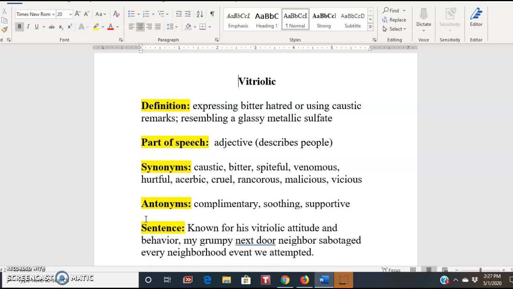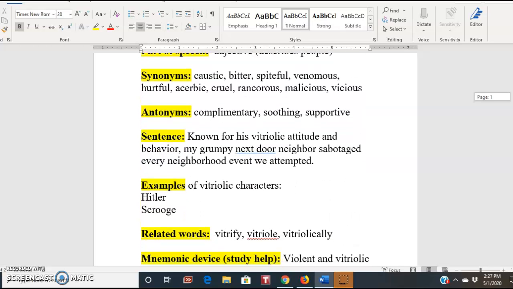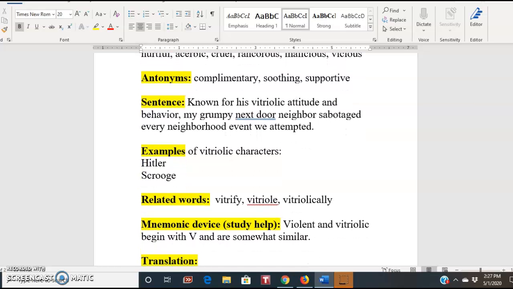And then we get some synonyms. We've already looked at caustic, so we put caustic, spiteful, venomous, and then you'll notice a lot of the synonyms are also very difficult vocabulary words, so we try to get some that are a little simpler. Another way to know what a word means is to know what it doesn't mean, to know what its opposite is. So this could be antonyms, and those are pretty easy to find in the thesaurus as well.